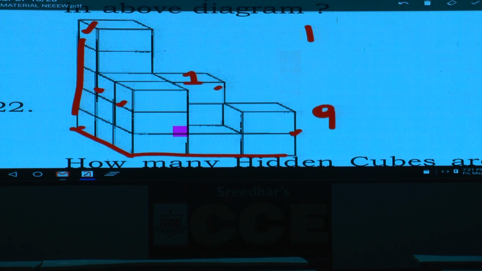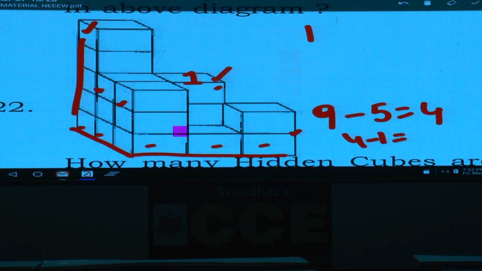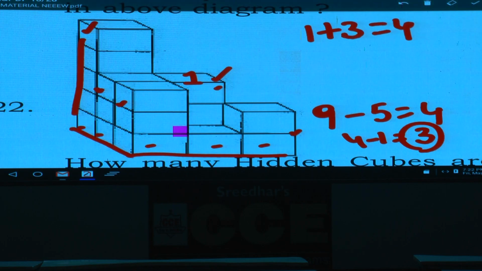Out of these 9, 1, 2, 3, 4, 5, 5 were already seen, isn't it? And 9 minus 5 is how much? 4. And out of these 4, only in this case we have counted the bottom one. Hence 4 minus 1. At the bottom there are 3 more to be counted. Hence 1 plus 3, that is 4.